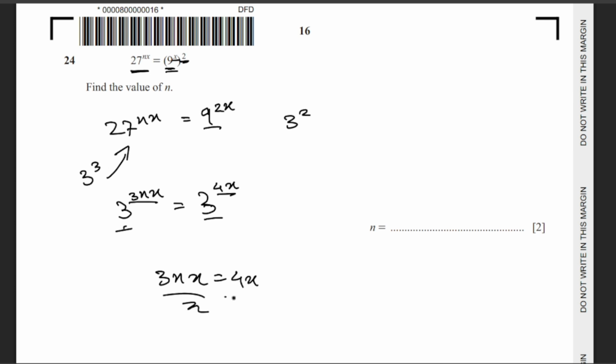Now we can divide both sides by x and cancel them out, leaving us with n equals 4 over 3, which is the final answer for 2 marks. That is the entire paper, full marks.